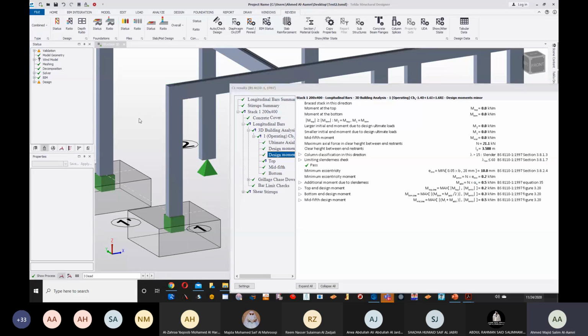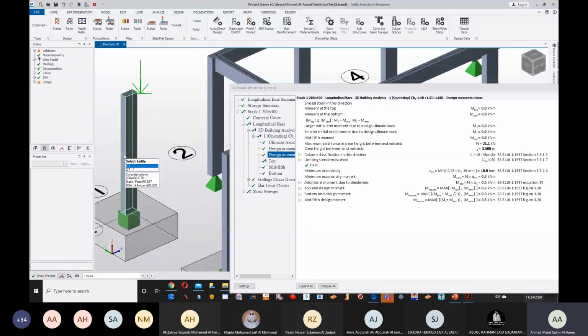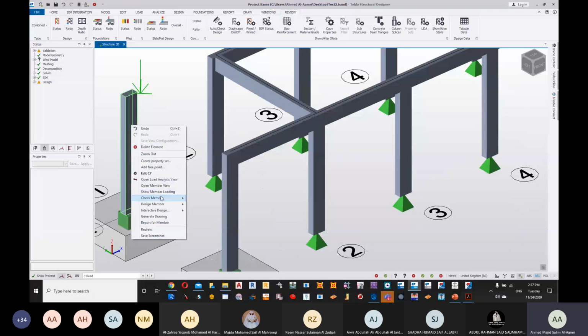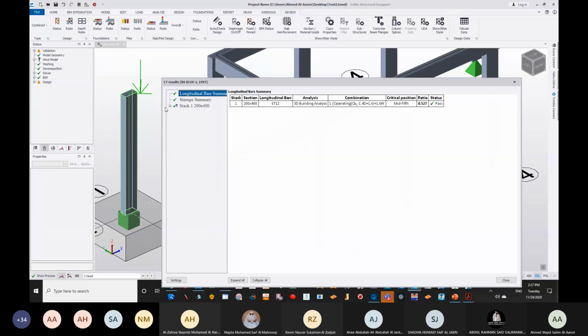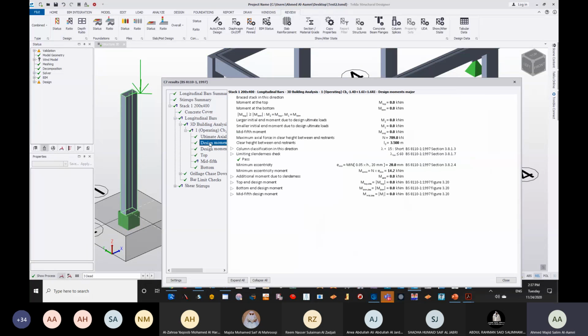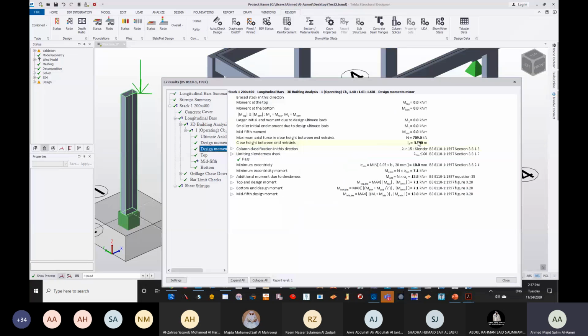Now in this scenario, the column has not been stopped by anything. So the column should have the full height in both directions. So if we go and see now, you can see in the first direction it's 3.5. In the second direction it's 3.5 as well. There is nothing stopping my column from any direction.